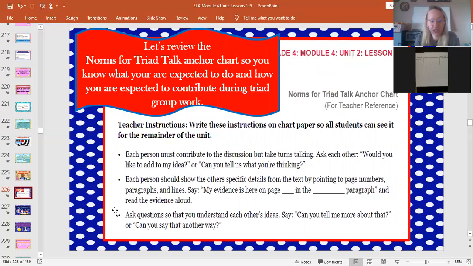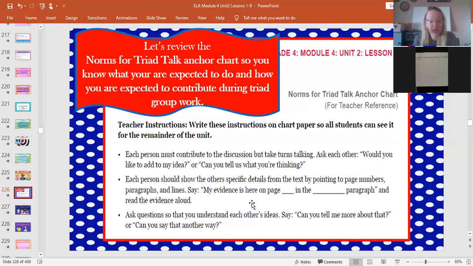So you're looking to contribute to your discussion in a positive way, saying things like, would you like to add to my idea? Or can you tell us more about what you're thinking? Remember that when you're having a conversation with your triad or with your learning group, it's all supposed to be positive. You're there to help each other. You're there to ask each other questions and learn from one another.